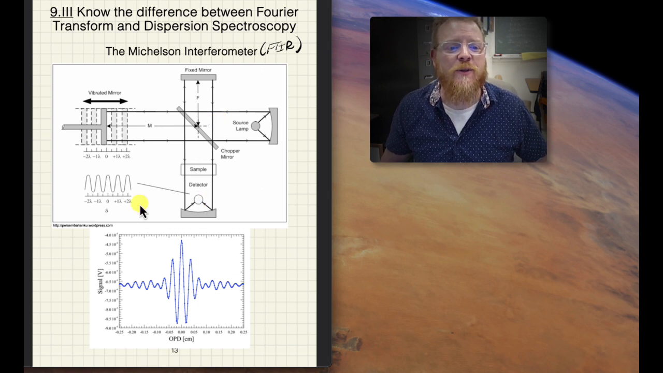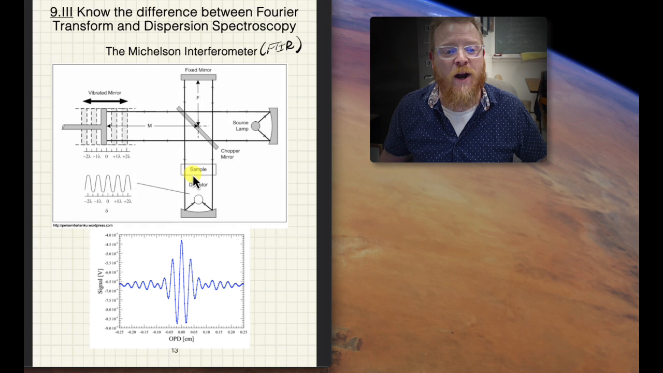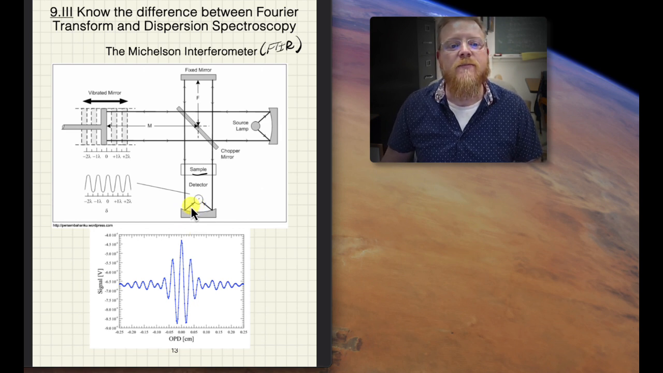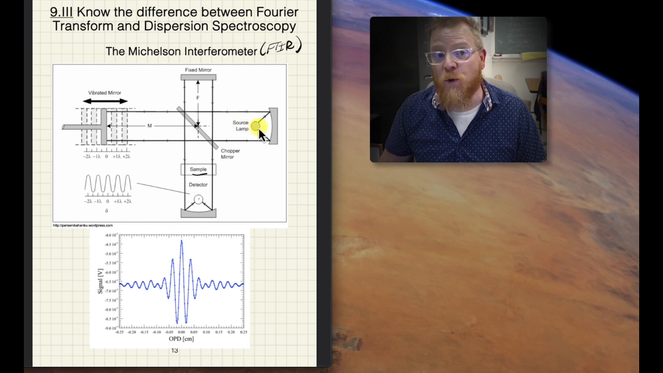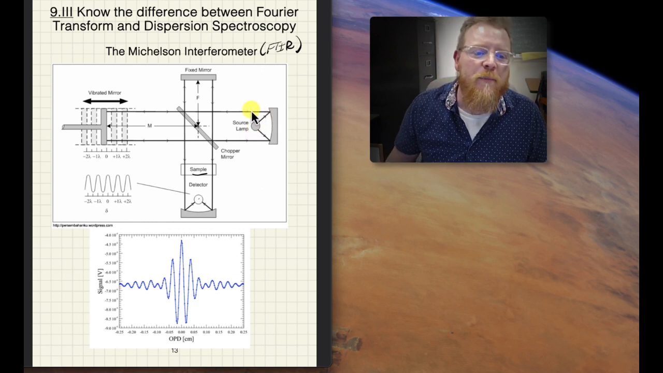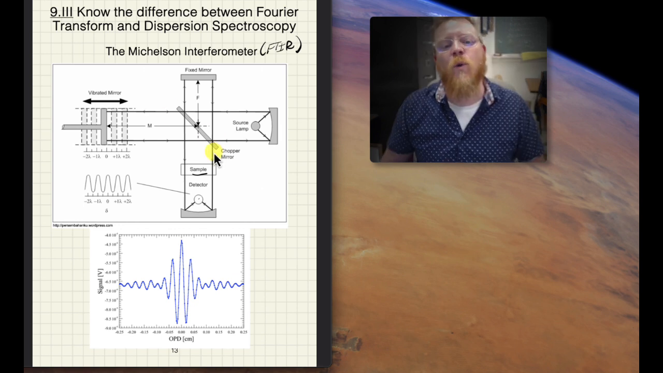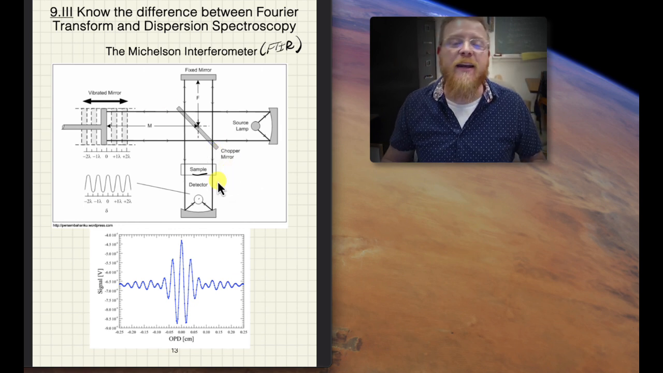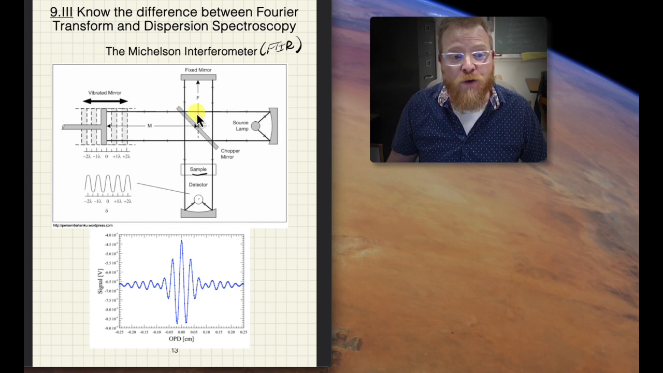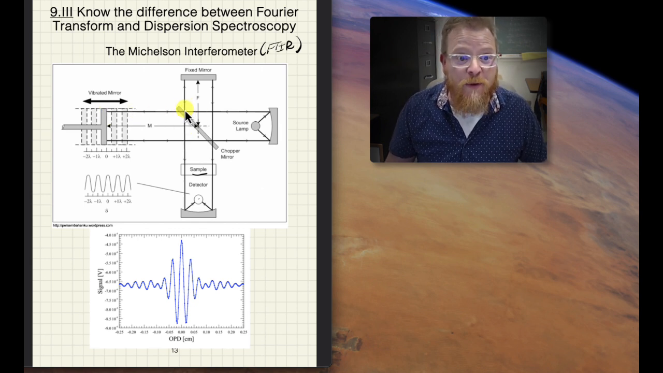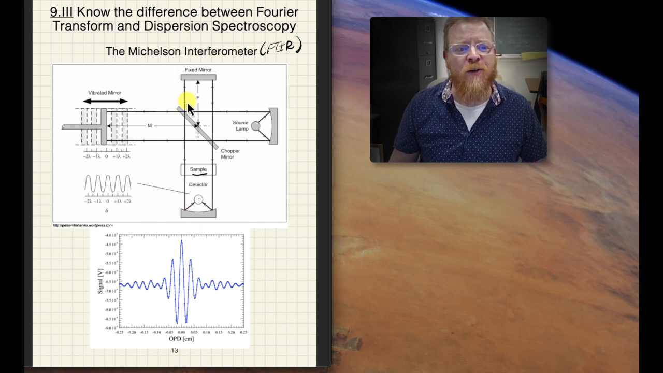The first thing I like to do when seeing these schematics of instruments is identify where my sample is and where my detector is. Okay, beautiful. So we can see light passing through a sample and hitting a detector. Great. Now we can see here our source lamp. In the Michelson interferometer, the light passes through this chopper mirror, or sometimes it's referred to as a beam splitter. In a beam splitter, some of the light will transmit straight through, and some of it will reflect normal to that surface, or based on the angle of reflection.